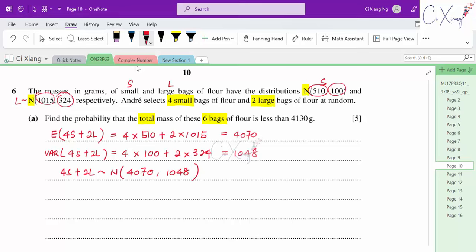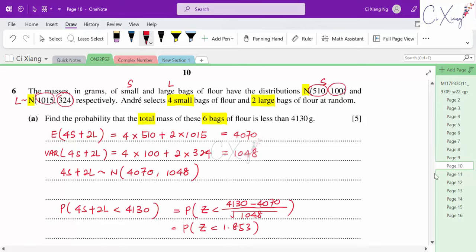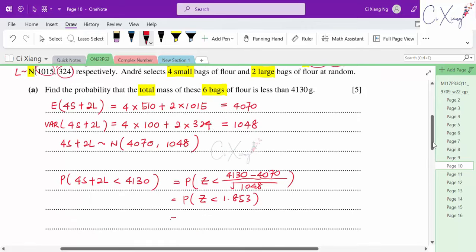Okay, so now we can start calculating the probability. They are saying that the total of 6 bags will be less than 4130. Since we know that they are normally distributed, we have to change it to Z by standardizing. So 4130 minus the mean, divided by the standard deviation, which is the square root of 1048. Find the value of Z correct to 3 decimal places. We will have 1.853.